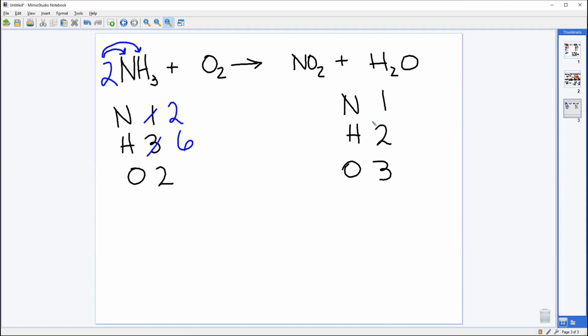So over here, I'm going to change my hydrogen. I need to put a 3 here. So that gives me 6, because I've got to multiply it by that subscript. And now that's going to give me 3 oxygen here plus 2 here is 5. But now I've disrupted my nitrogen, so I'm going to put a 2 here. Okay, so now I have 2 nitrogen. And I've got 2 times this 2, so 4.